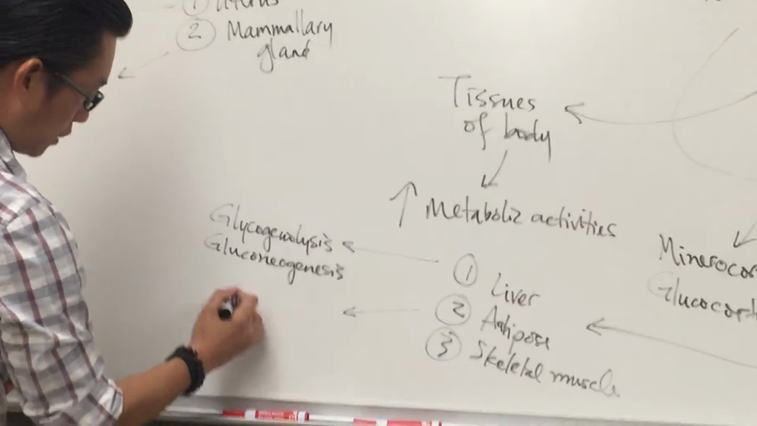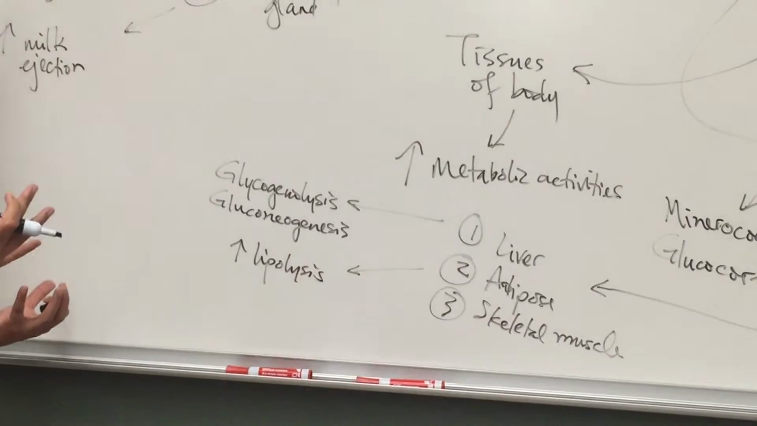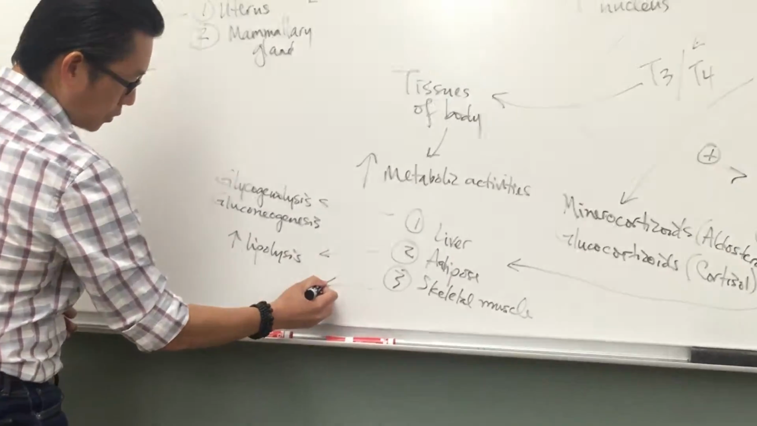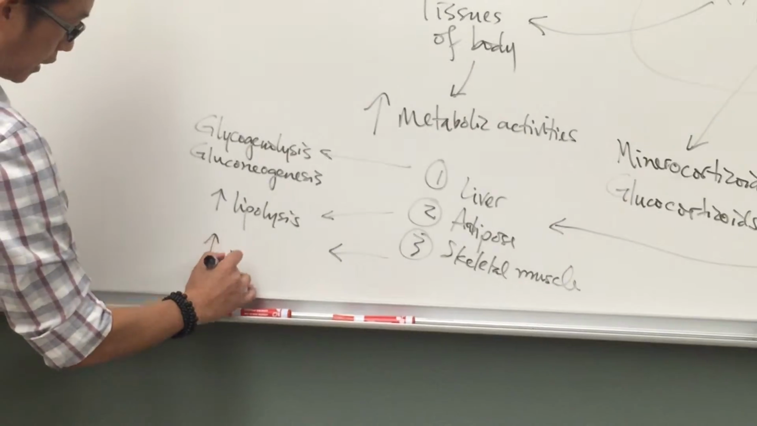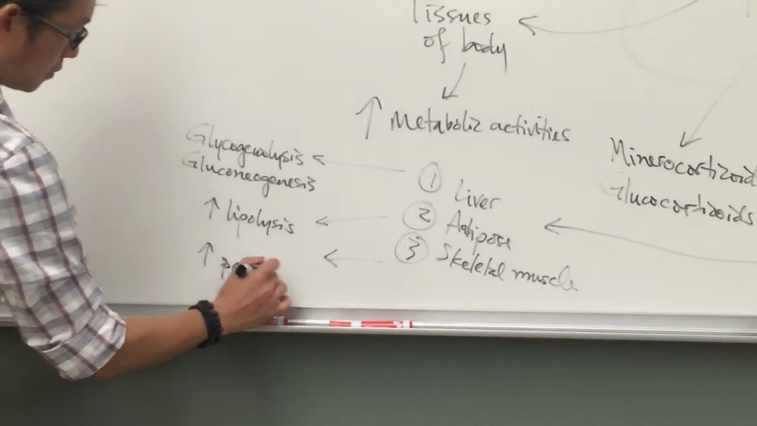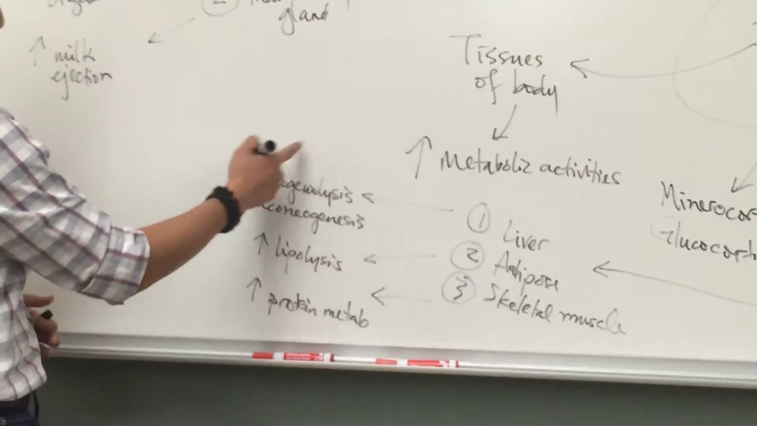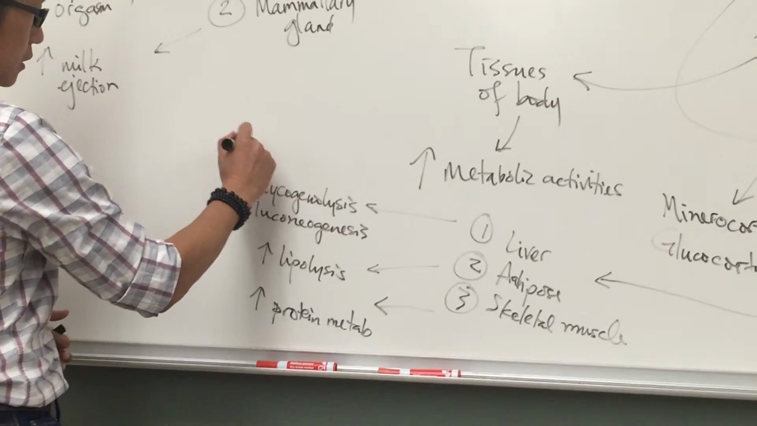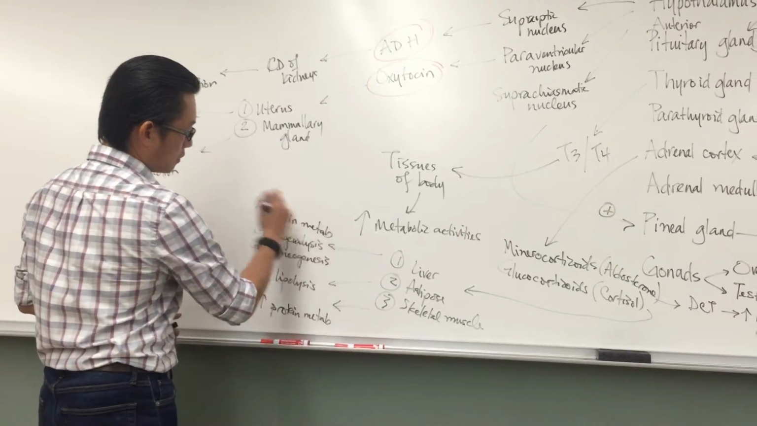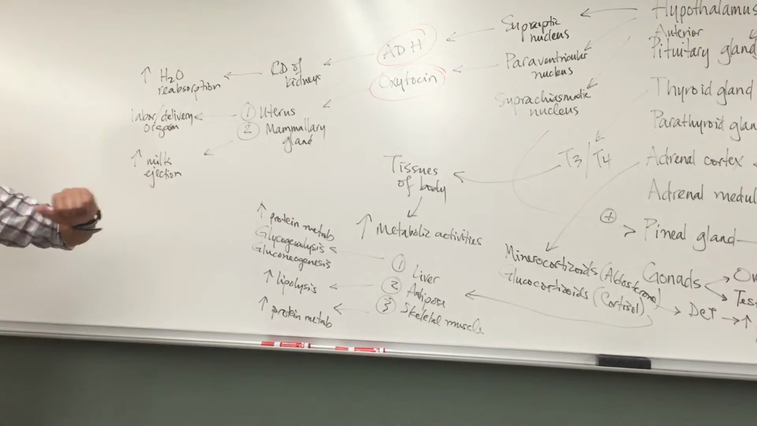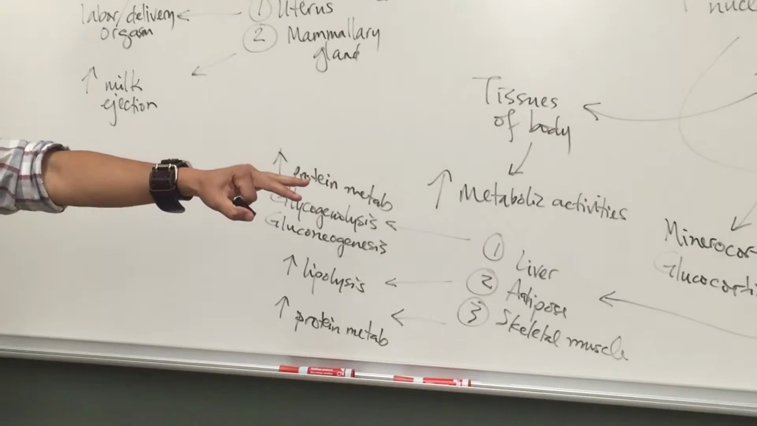At the adipose tissue, it increases lipolysis, breaking down fatty acids. Skeletal muscle, it also does all this stuff, but also increases protein metabolism. Probably does protein metabolism at the liver also, because the liver makes a lot of your proteins, your blood proteins. Okay, so that's cortisol.